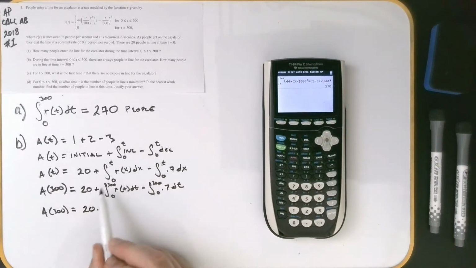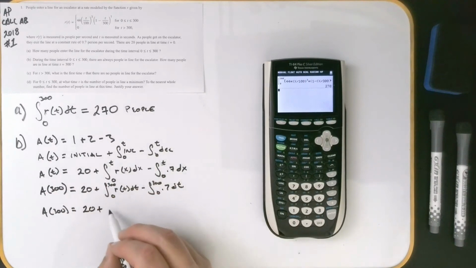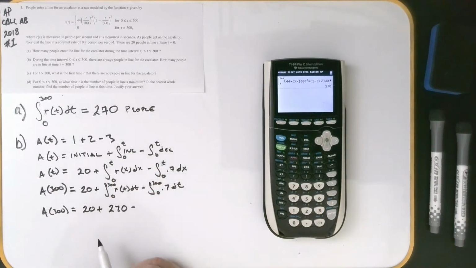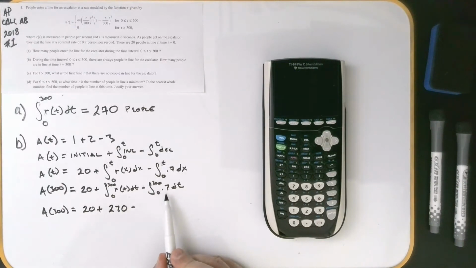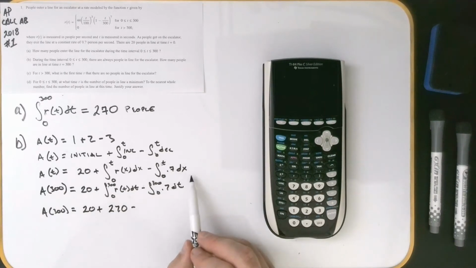We did this, 0 to 300, we're going to borrow that from here. That was 270. And then we have to subtract this integral. Now, for some of you, you can probably do this in your head. You can see that the result of this integral is going to be 0.7t evaluated from 300 to 0.